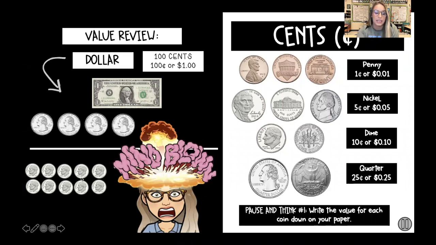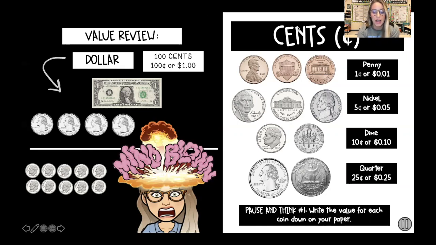And then I did 10 dimes. So each dime represents 10 cents. So 10, 20, 30, 40, 50, 60, 70, 80, 90, 100. So 10 dimes is the same as $1, and 4 quarters is the same as $1. So this is all the same value, but it's just different ways to show it. And we're going to see that a lot in our story today.